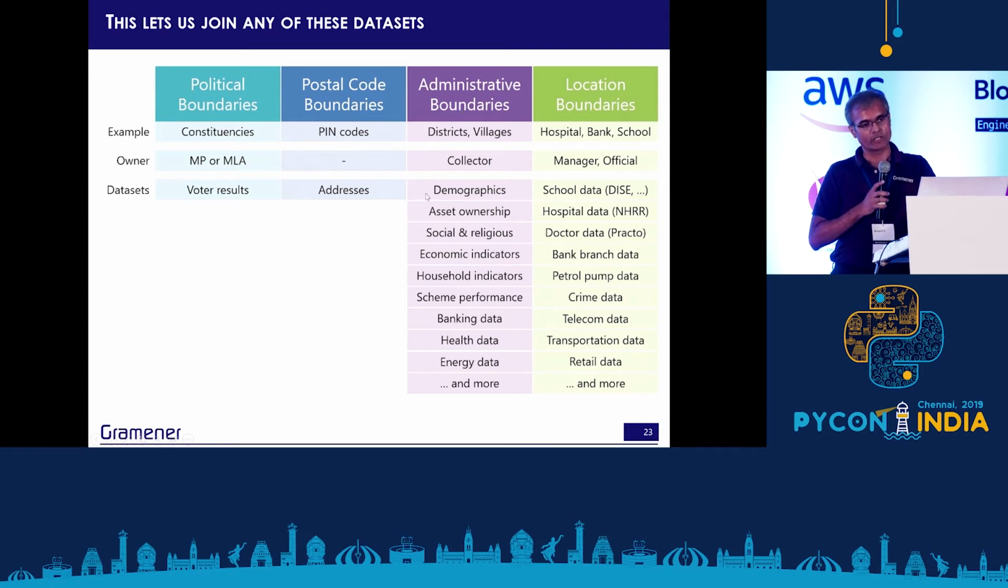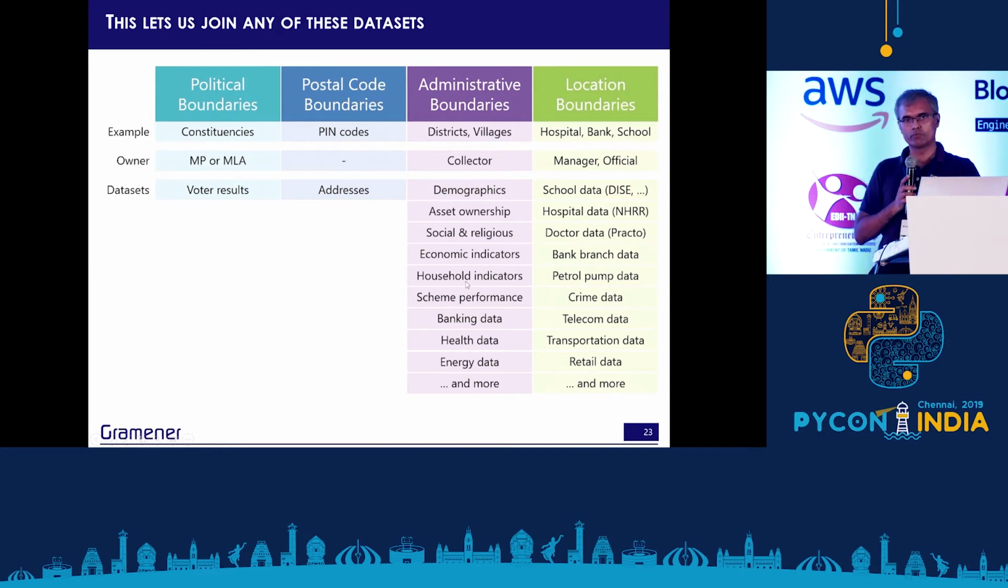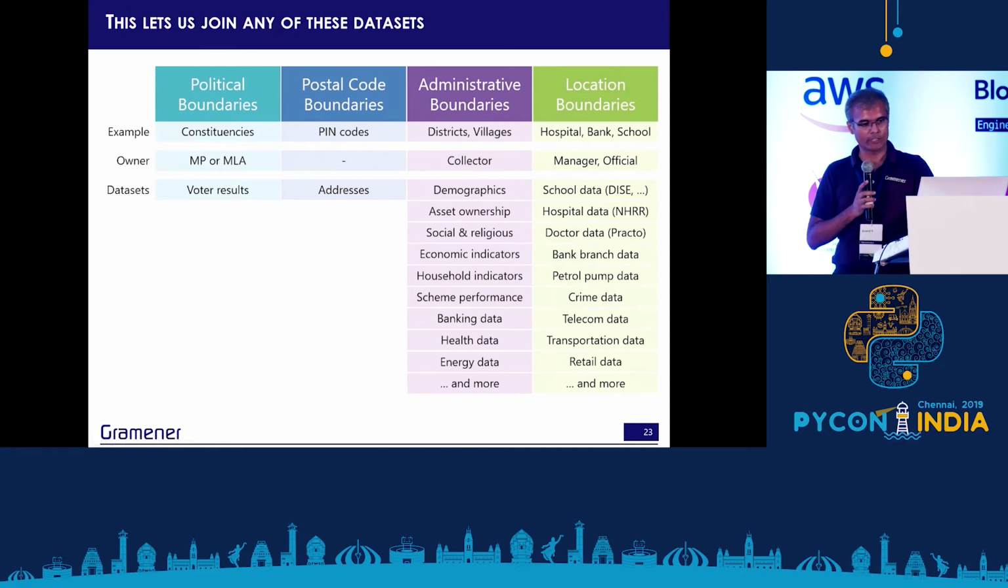Census gives us demographic data, asset ownership (who owns laptops, internet connections, TVs, cars, fridges), social and religious data, and economic indicators: wealth, income, household indicators. Is the house made of a mud roof or a brick roof? Do you have a toilet in the house, or not?